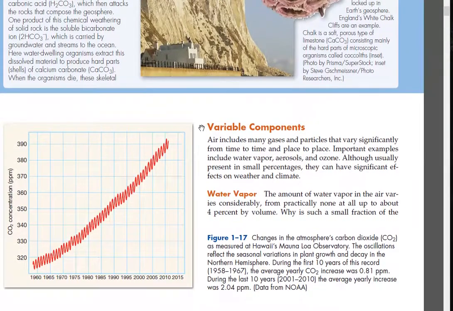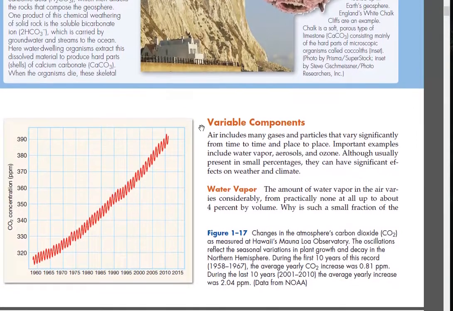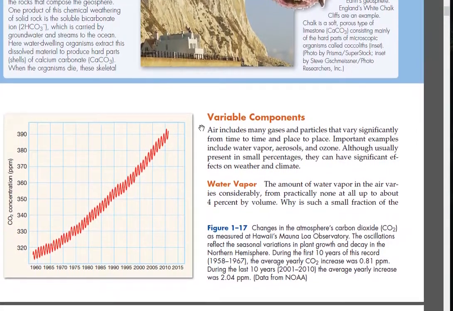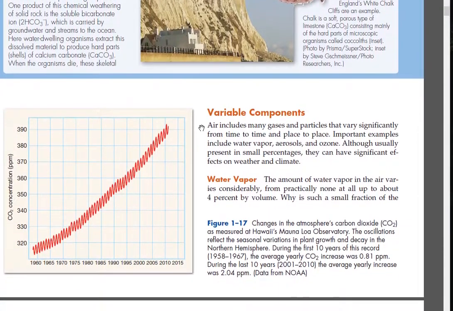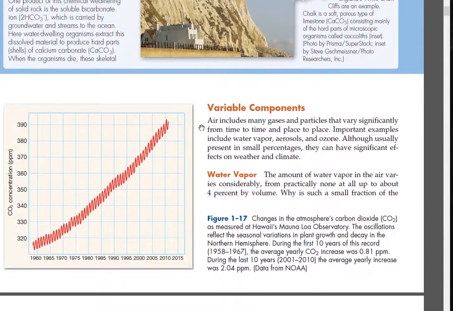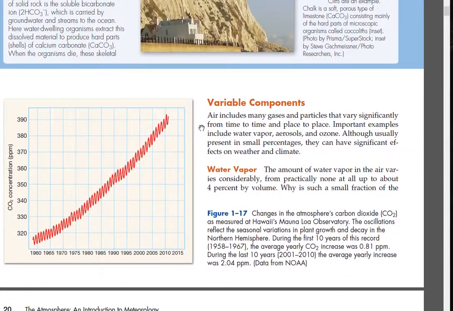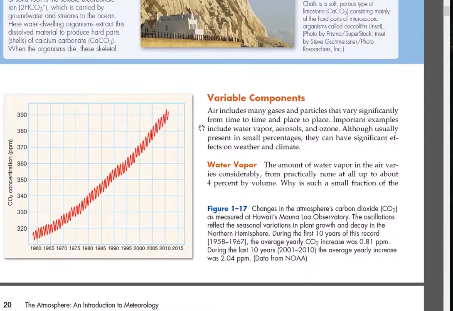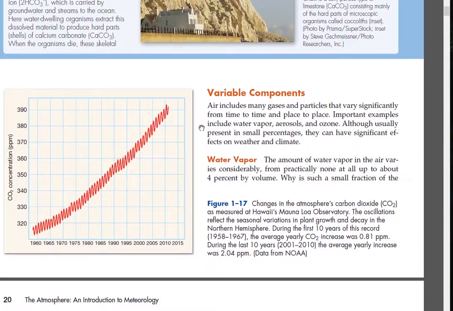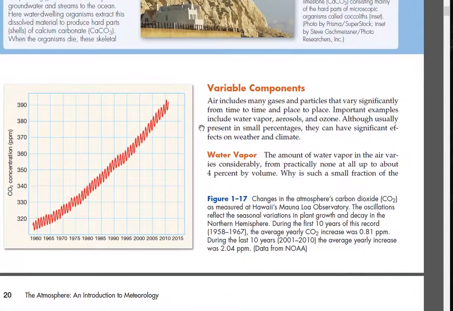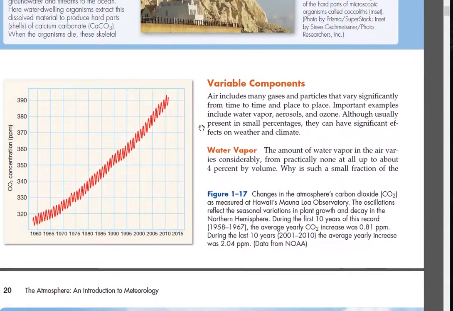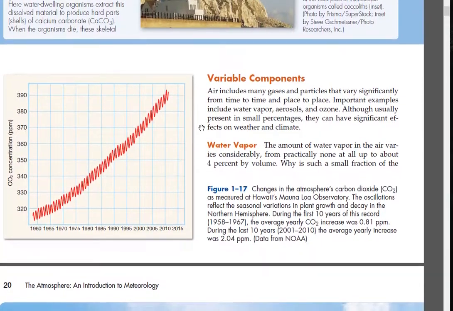Variable components. Air includes many gases and particles that vary significantly from time to time and place to place. Important examples include water vapor, aerosols, and ozone. Although usually present in small percentages, they can have significant effects on weather and climate.